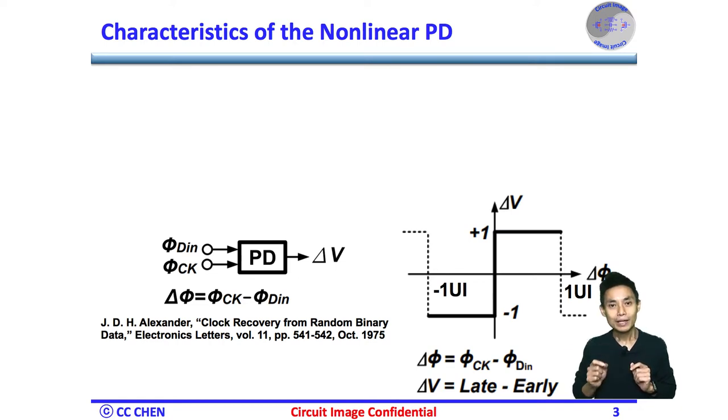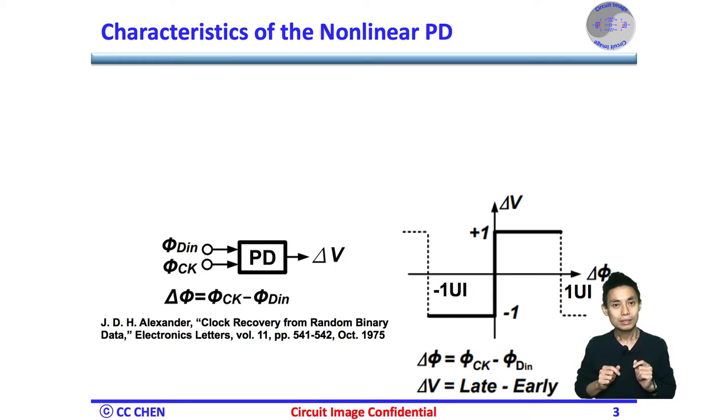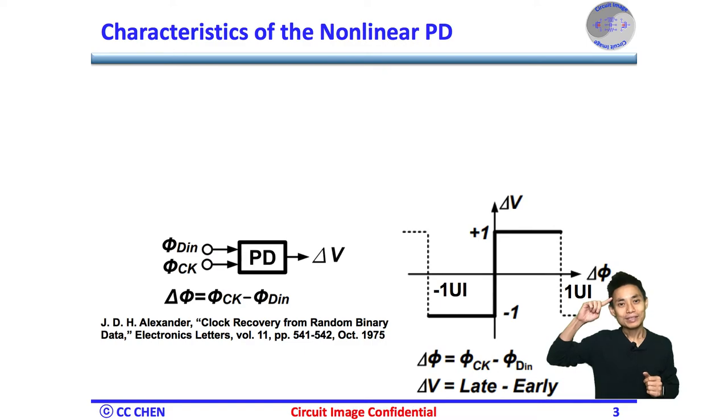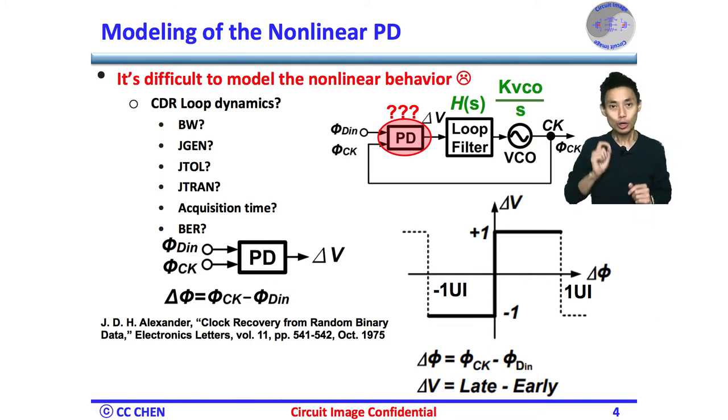Then, the binary or bang-bang characteristic of the nonlinear PD was proposed by Alexander in 1975. It is a nonlinear PD since it only produces an error or correction signal that corresponds to the sign of the instantaneous phase error between the two inputs. Do you see any issue with having the nonlinear PD characteristic? Think about the design images for 5 seconds. Correct, the CDR design will be very challenging.